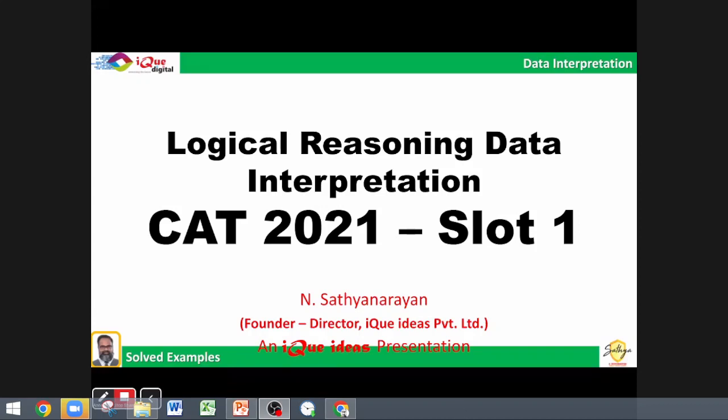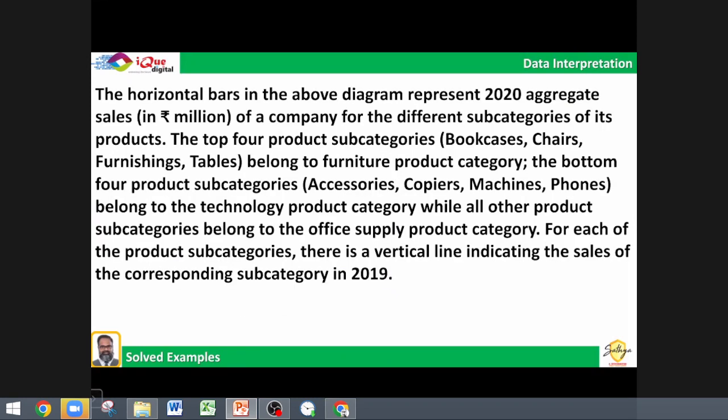For solving such questions, the most important part is first understanding the data and how to use the data properly, right? This is the first question of the set based on that basic chart which was given. And it says the horizontal bars in the diagram represent 2020 aggregate sales in rupee million of a company for different subcategories of products. The top four product subcategories.